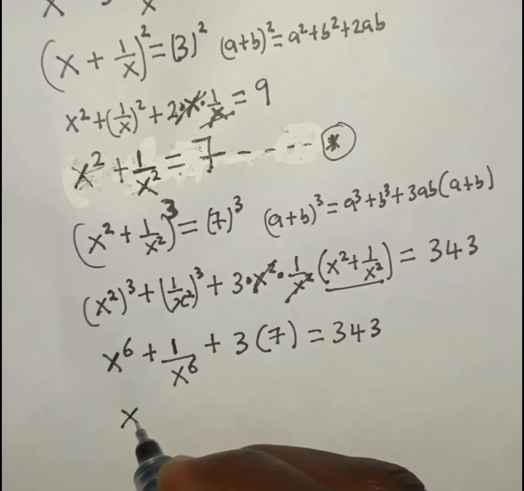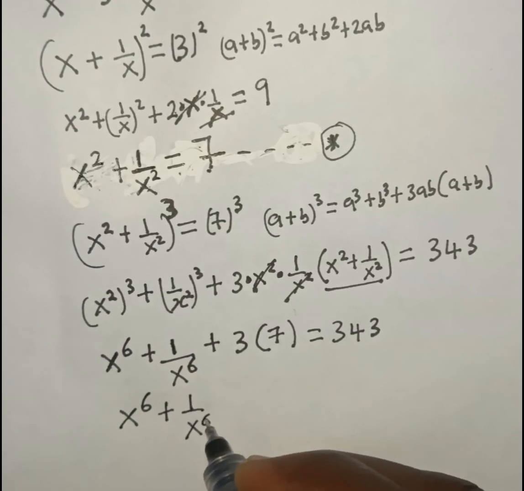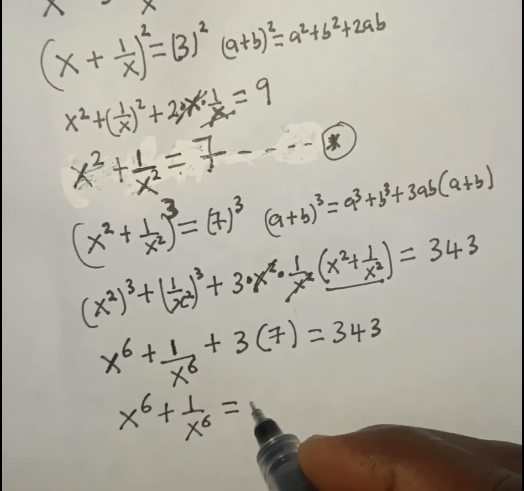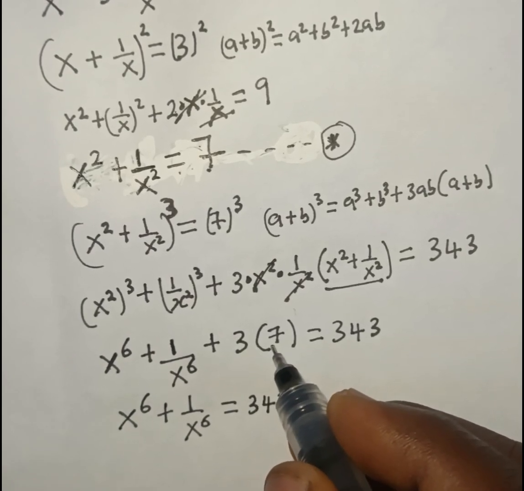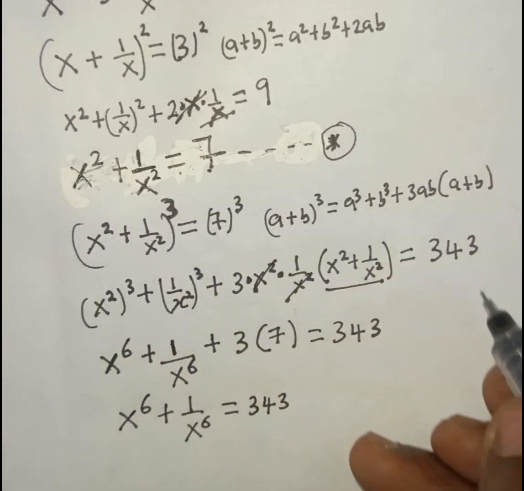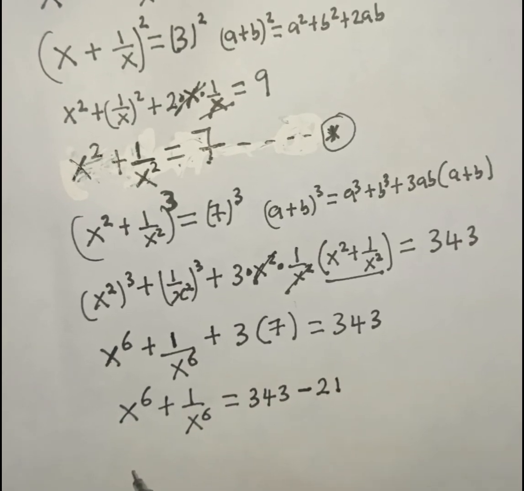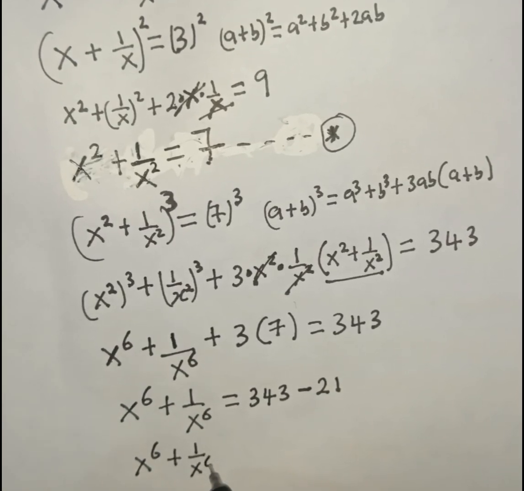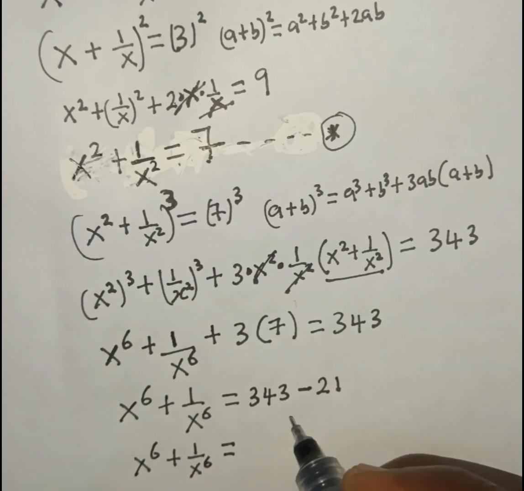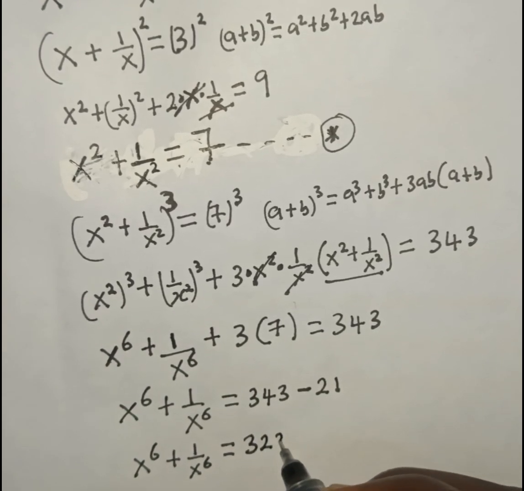So we're going to have x raised to the power of 6 plus 1 all over x raised to the power of 6, which is going to be equal to 343. 3 multiplied by 7 is going to give us 21. And we're going to take that 21 to the right hand side, become negative 21. So therefore, x raised to the power of 6 then plus 1 all over x to the power of 6, which is equal to 343 minus 21 is going to give us 322.